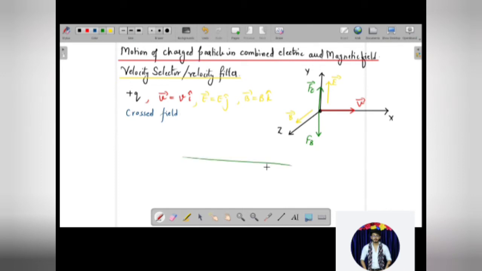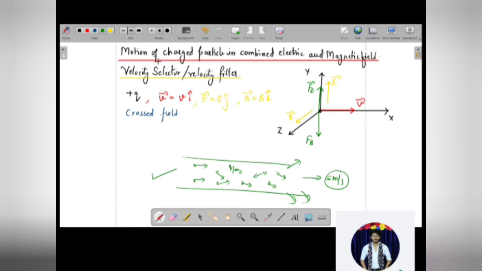Supposing you have a beam of charged particles, with different charge and mass ratios, and the velocities with which they are moving are completely random. One is moving with 5, one with 10, one with 15, one with 3. But you want specifically 5 meters per second coming out undeflected. Others you want them to deflect. You can do this using the concept of the velocity selector.